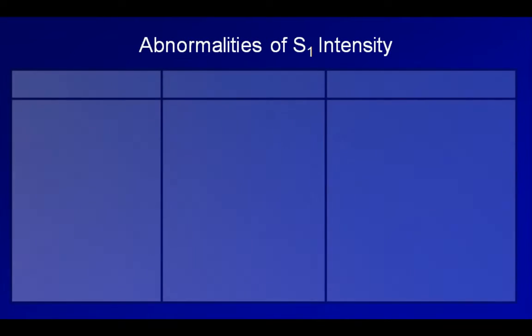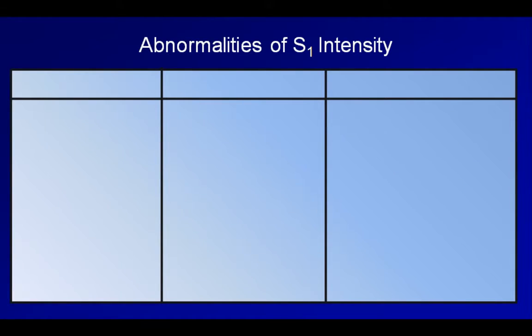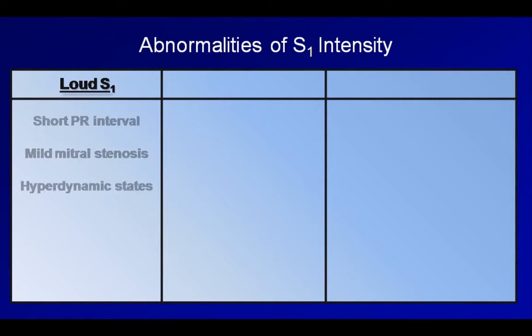There are three basic classes of abnormalities of S1 intensity. First is an unusually loud S1. This can be caused by a short PR interval, mild mitral stenosis, and hyperdynamic states. The recognition that mild MS can lead to a loud S1 is particularly important, as this finding is typically easier to detect than its associated soft diastolic rumbling murmur.